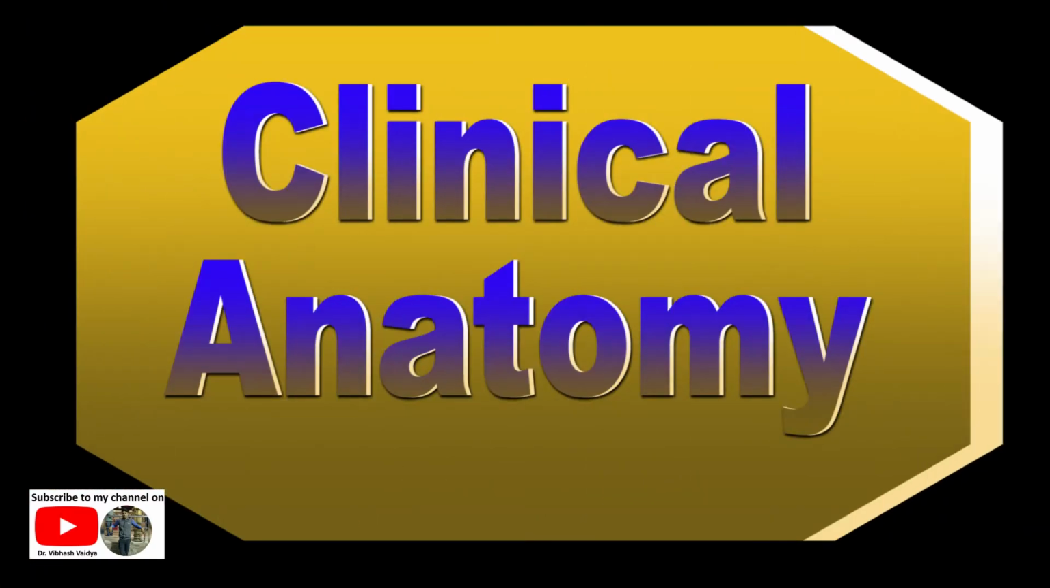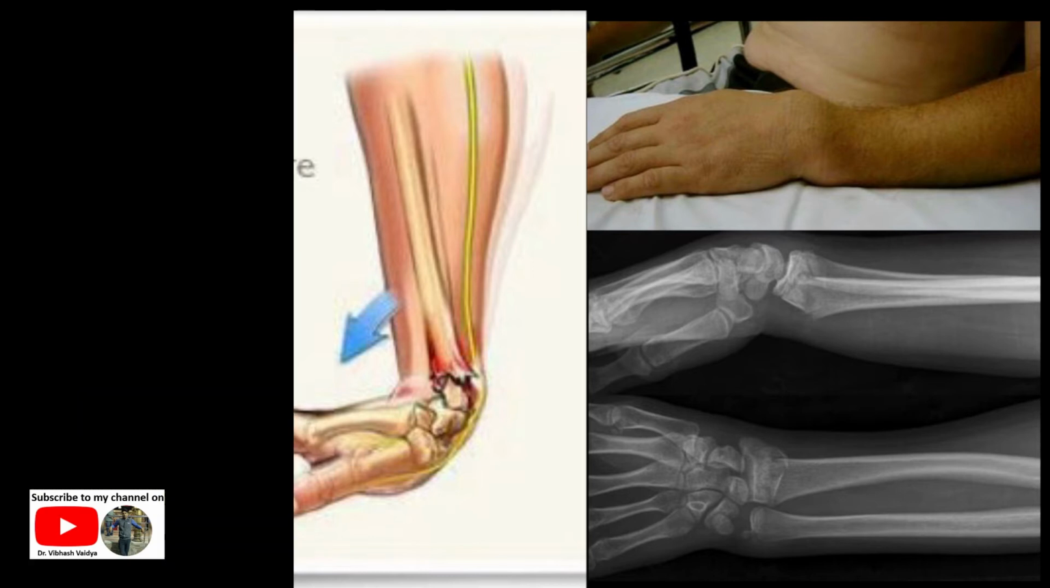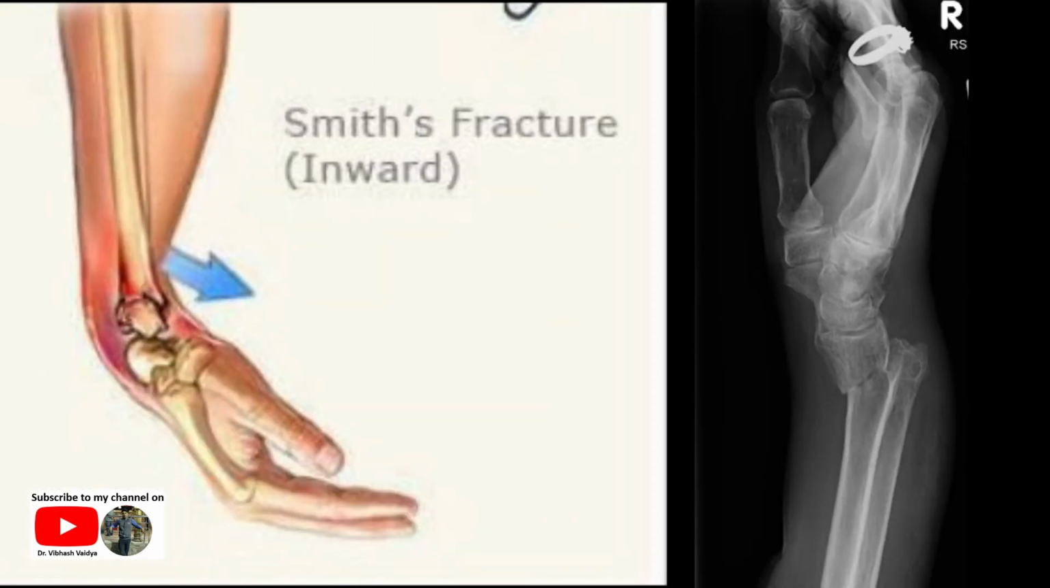Now we'll discuss some clinical importance of the radius bone. The radius commonly fractures about 2 cm above its lower end. This fracture is called Colles' fracture. It is caused by a fall on the outstretched hand. The distal fragment is displaced upward and backward, and the radial styloid process comes proximal to the ulnar styloid process. It normally lies distal to the ulnar styloid process. If the distal fragment is displaced anteriorly, this type of fracture is called Smith fracture.